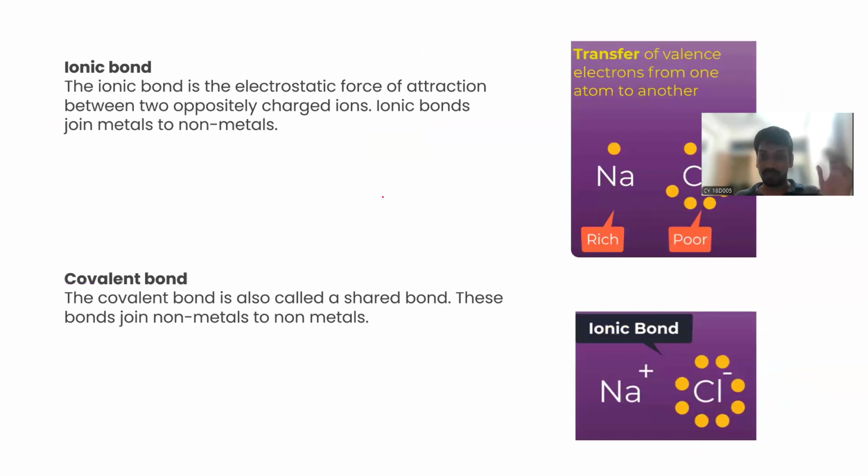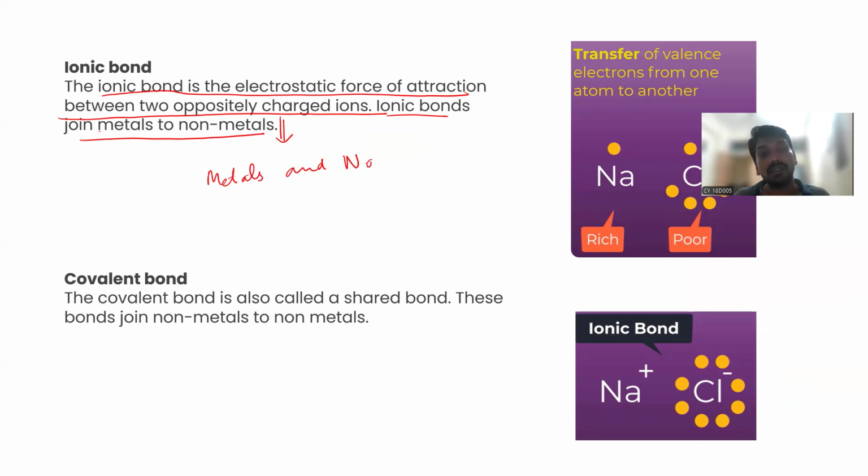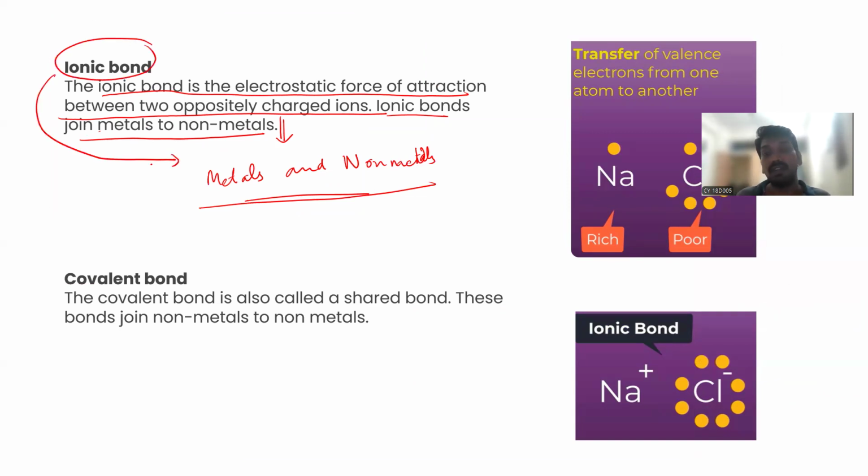So ionic bonding, as I discussed a little, is the electrostatic force of attraction between two oppositely charged ions. Ionic bonds join metals and non-metals. So these bonds are formed between metals and non-metals. This kind of bond, the ionic bond, is formed between metals and non-metals.